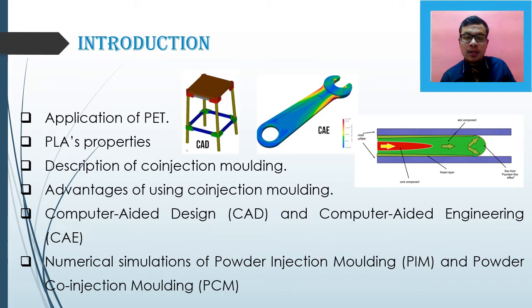The last point is the numerical simulation of powder injection molding (PIM) and powder co-injection molding (PCM), where the powder injection molding (PIM) process can provide a theoretical foundation for mold design and injection parameter optimization, while for the powder co-injection molding (PCM) process, a numerical model was suggested to forecast the co-injection phase.